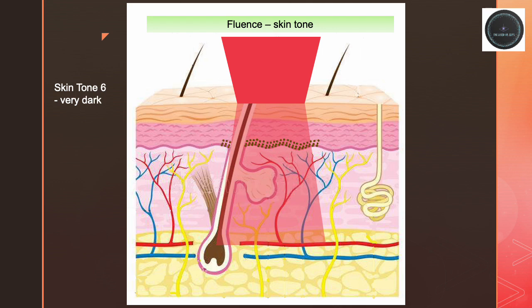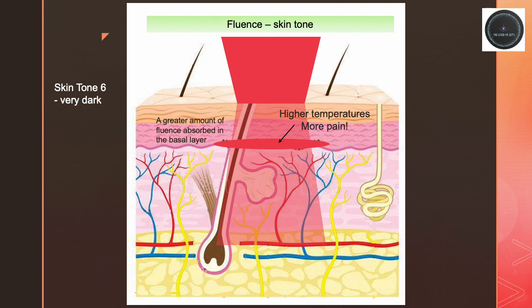Now if we look at the other end of the spectrum, where you've got a very dark skin tone, let's call it skin tone 6, then we can see here there's a lot more melanin trying to absorb this light energy, and therefore a greater amount of the fluence will be absorbed in the basal layer of the epidermis. This leads to higher temperatures in the epidermis, particularly in the basal layer, and therefore more pain. So more cooling is required for higher skin tones, darker skin tones, just purely because of the higher amounts of fluence absorbed in the basal layer.